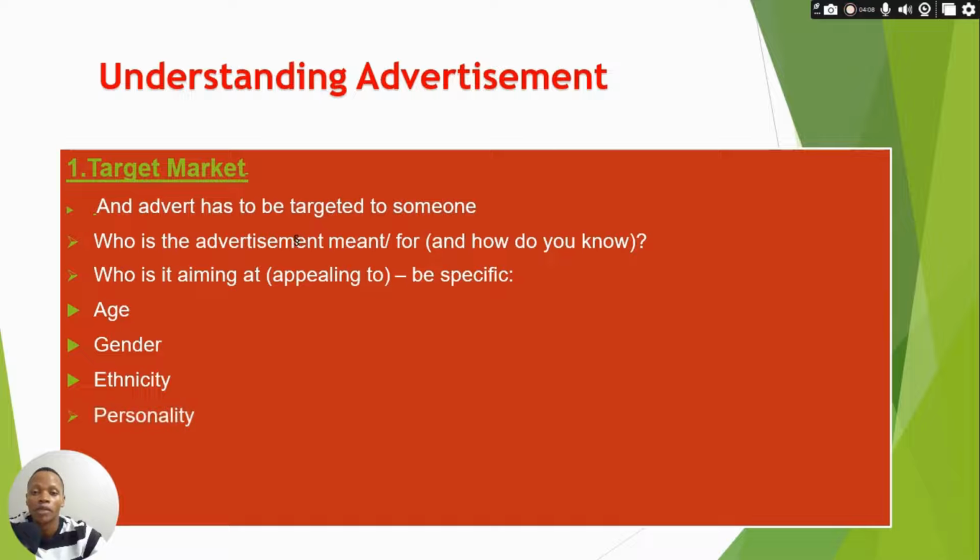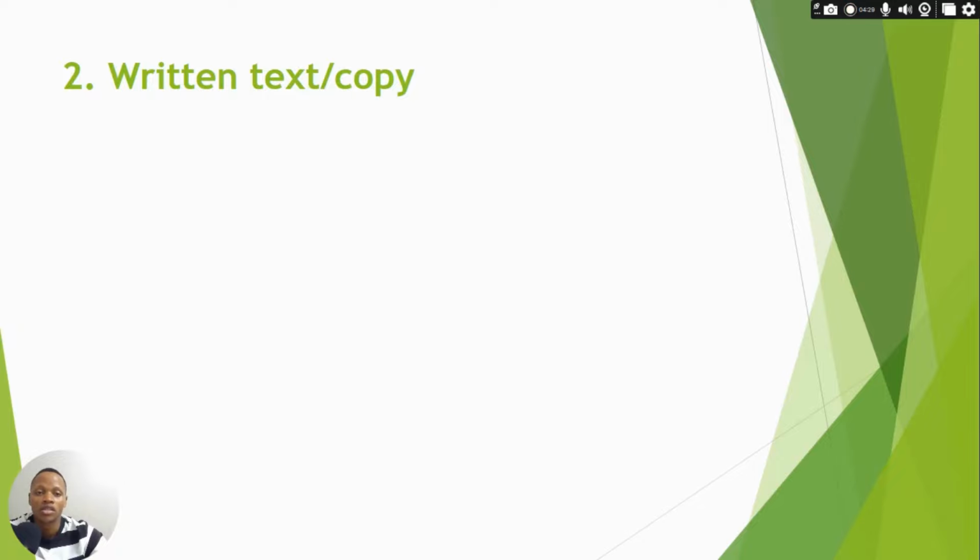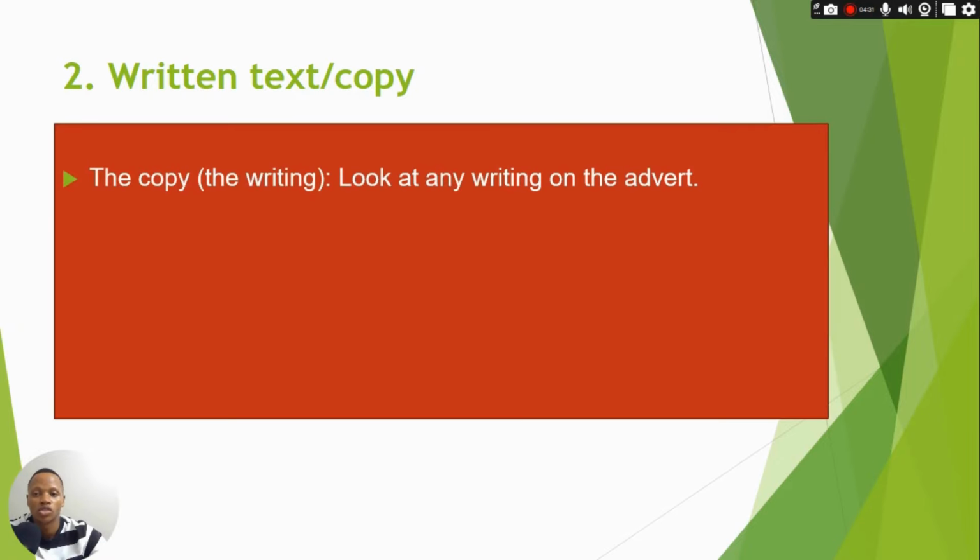And then you need to also determine the age, the gender of this target market, as well as ethnicity, personality, interest, as well as lifestyle or income level, or location. Now, that's basically the first thing that you need to deal with. Who is this advertisement targeted to?